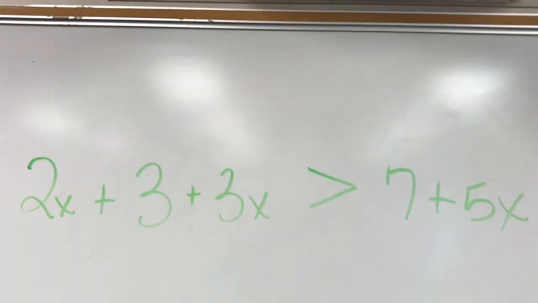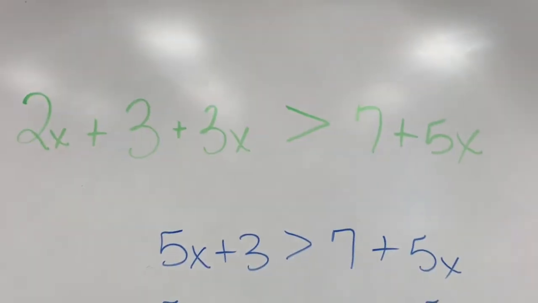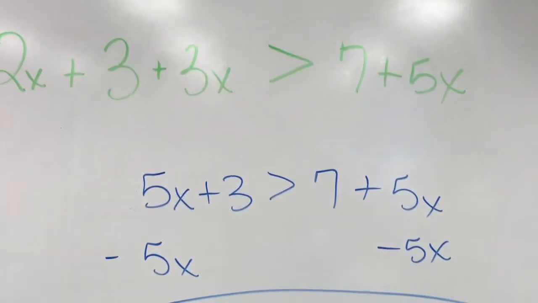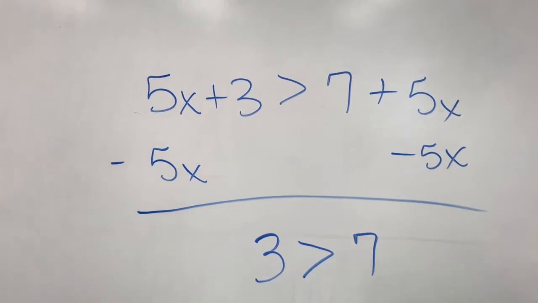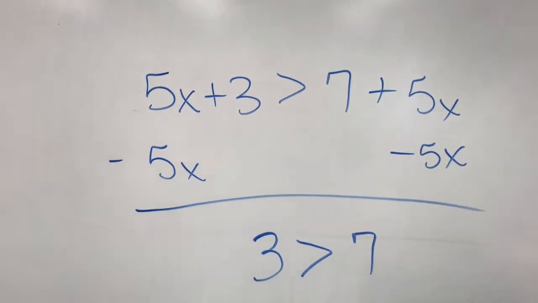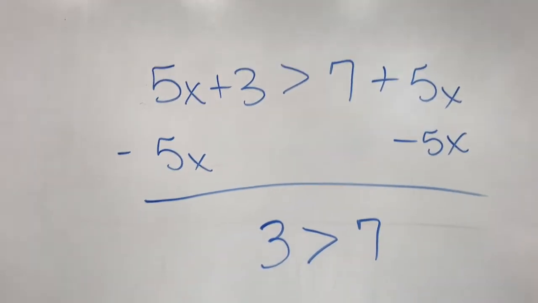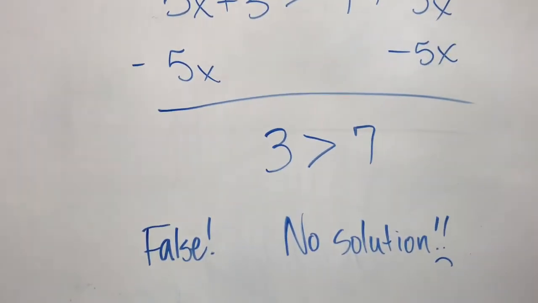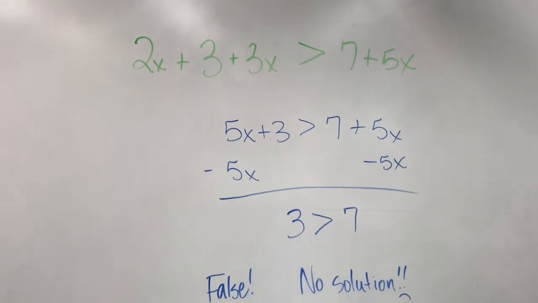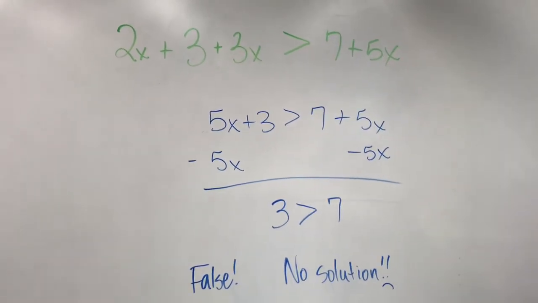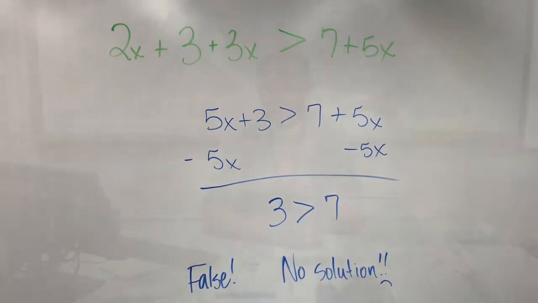But what if you have something like this? And we get something that's false. 3 is not greater than 7. If it's false, then that's no solution. So that means that there is no number that you can plug in for x to make this true.